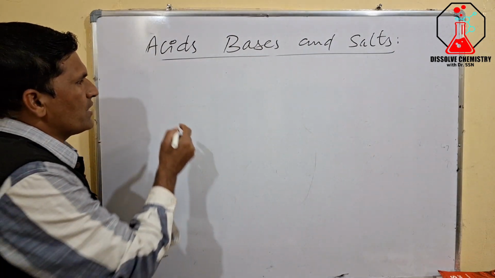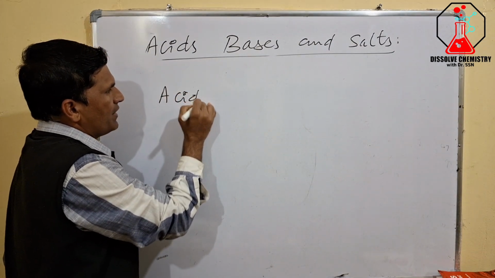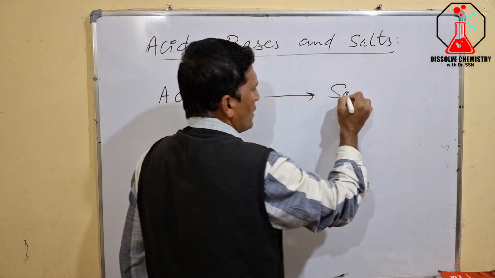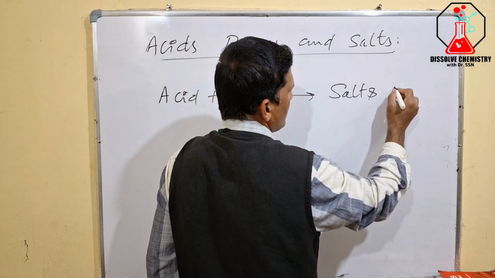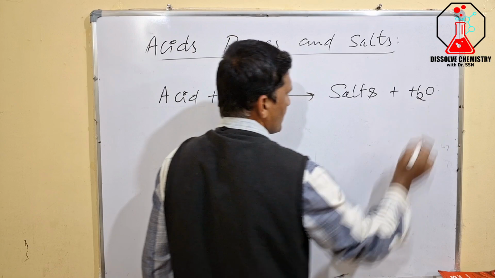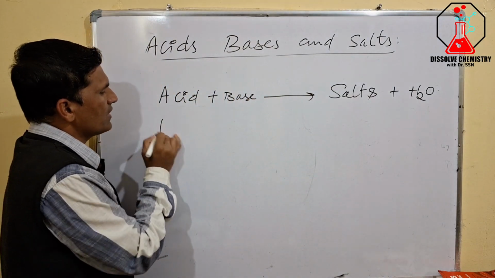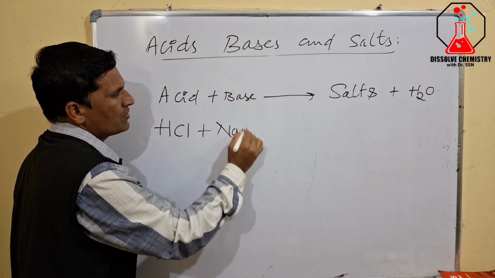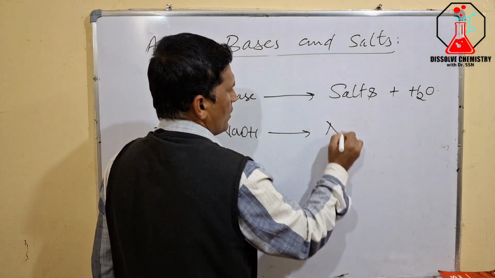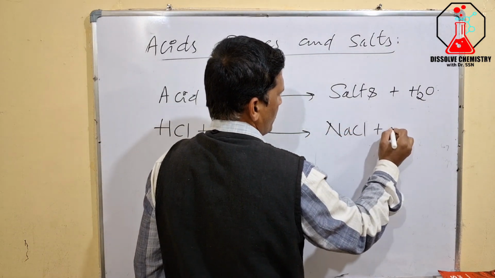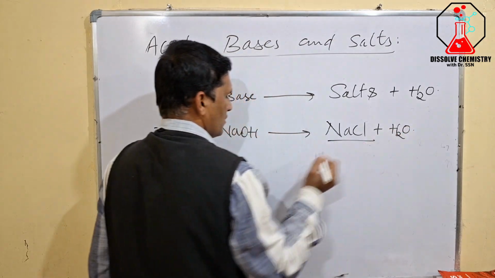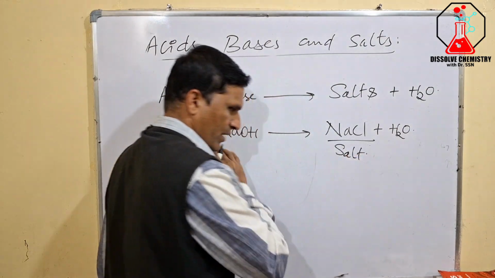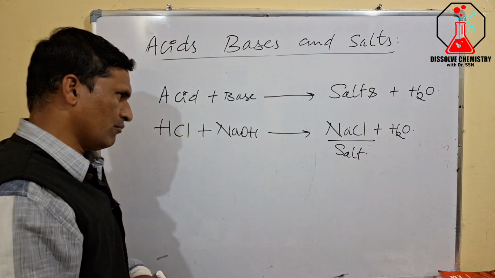When acid and base are combined in proper proportion, generally they give salts, and we get water as well. An important example: HCl, hydrochloric acid, and base NaOH, and you will be getting NaCl plus water. So this NaCl is called a salt. Similarly, many salts are formed by the combination of acids and bases.